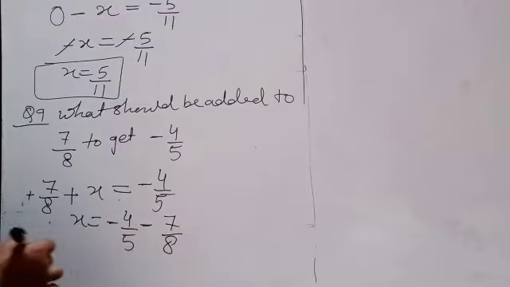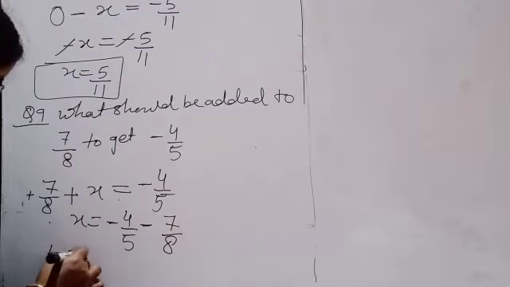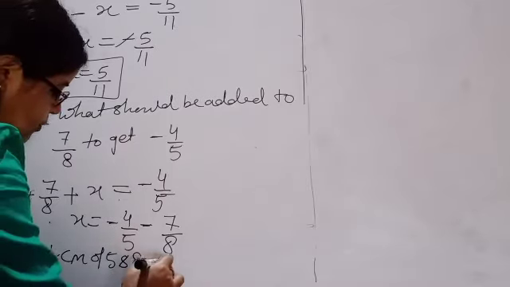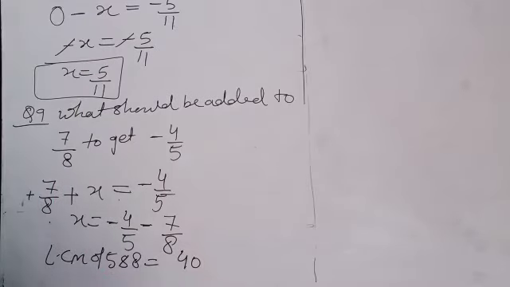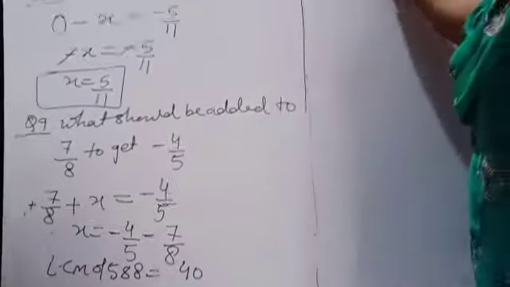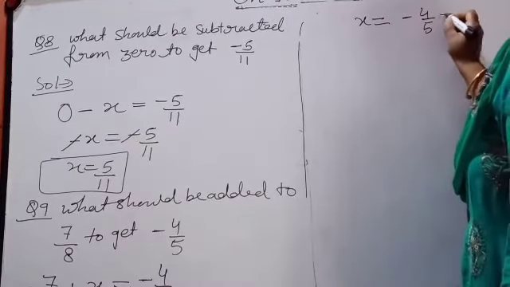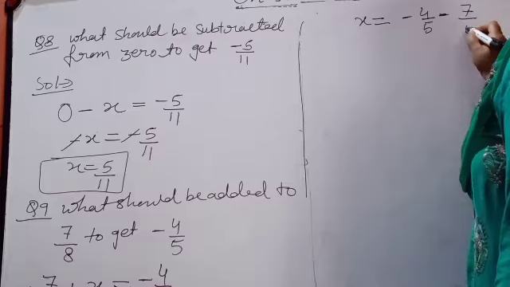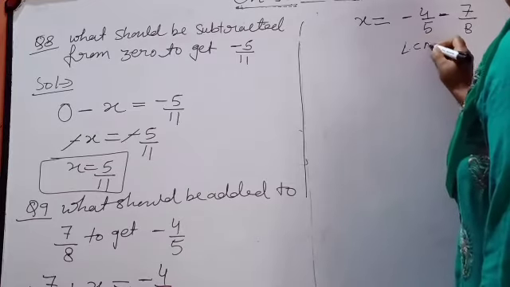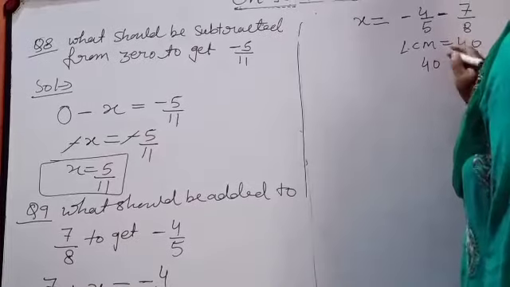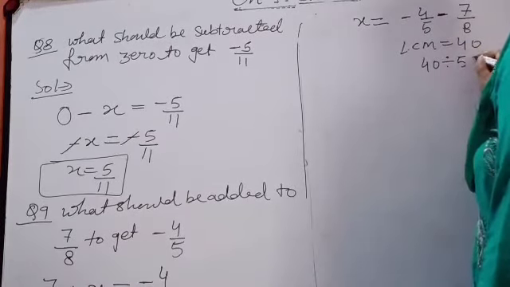Now take the LCM of 5 and 8. There is no common factor, so it will directly be 40. 5 eights are 40. Okay. Now come to the next step. X is equal to minus 4 upon 5 minus 7 upon 8. So what is your LCM? LCM is 40. So 40 divided by 5, what do you get? 8.